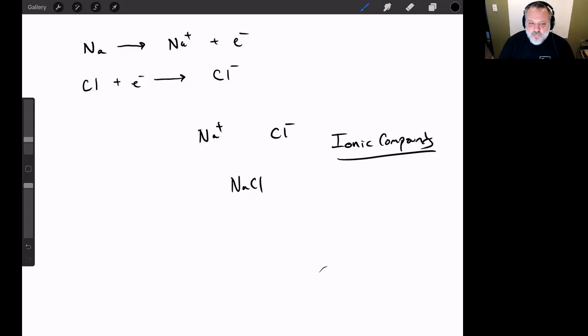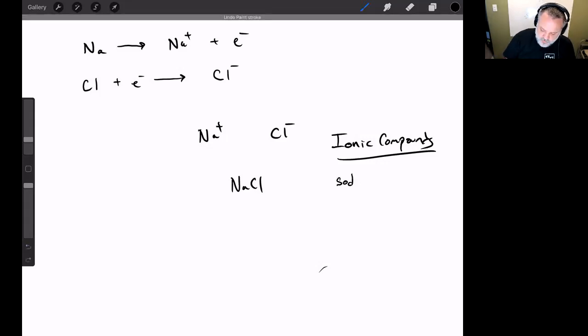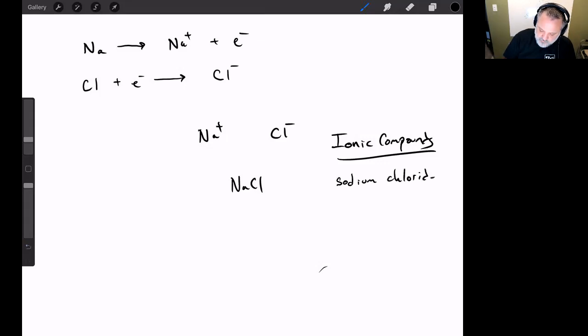Now, what we want to be able to do is take a compound and name it. You might know from other classes that this is sodium chloride. So let's examine how I put together this name. What's the name of this thing? This is sodium ion. Remember, the name includes ion.